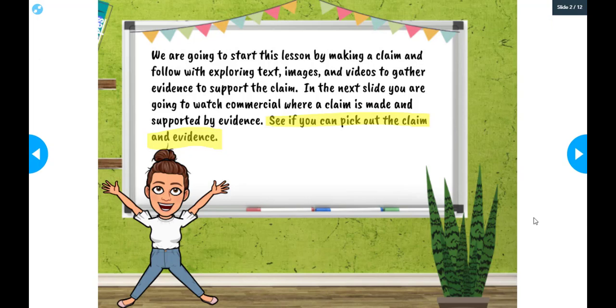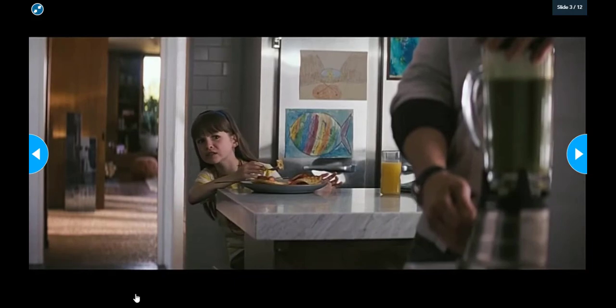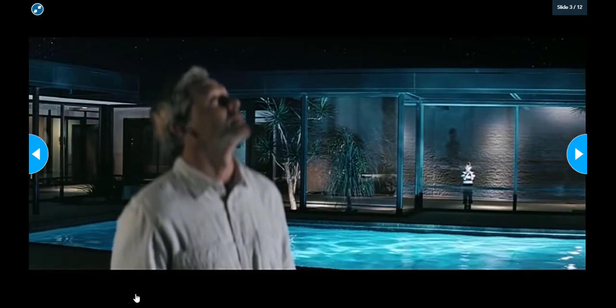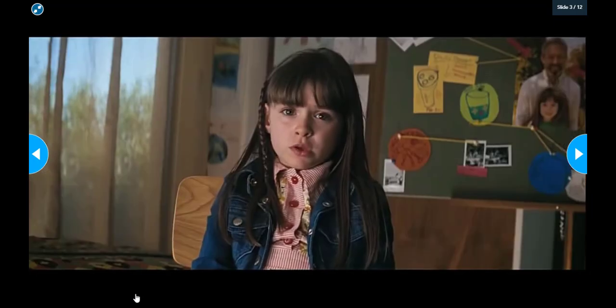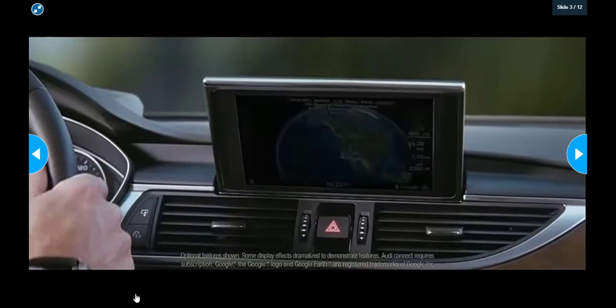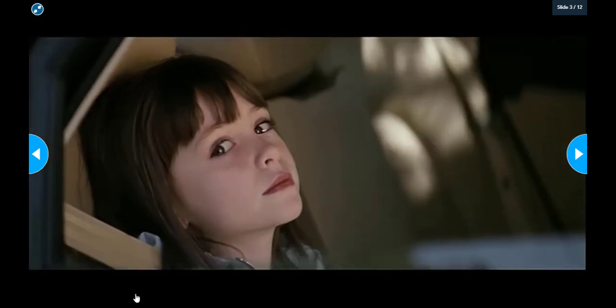It's a commercial where a little girl makes a claim about her dad, and then she supports that claim with evidence. So the claim is her dad is an alien. She says her dad's an alien. He speaks a weird language. He drinks green stuff. So these things are her evidence to support that. He says he's from Albuquerque, I think. And of course, he drives a spaceship. So those are all pieces of evidence that she uses to support what she said. Her dad is an alien.